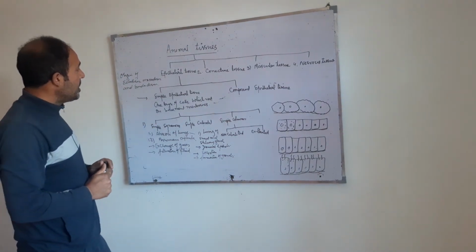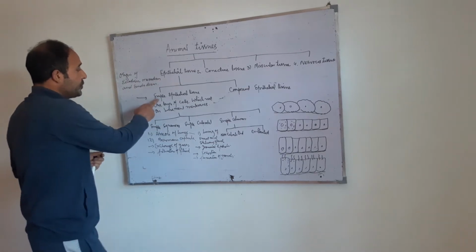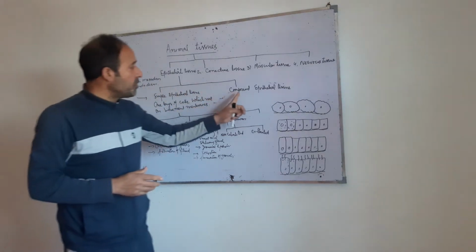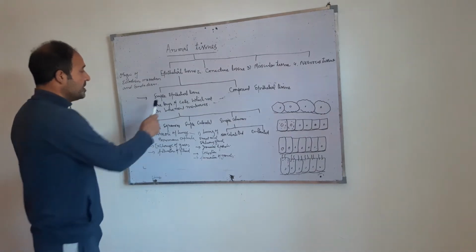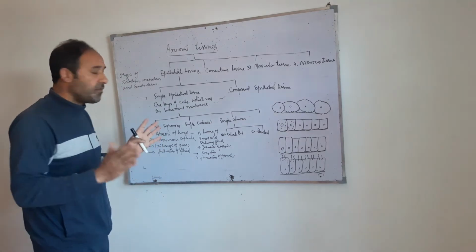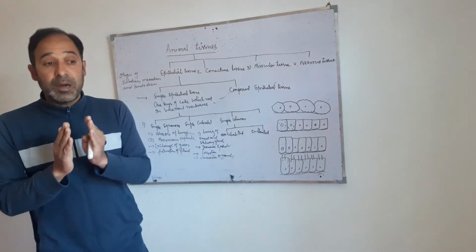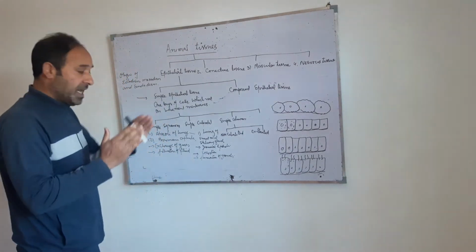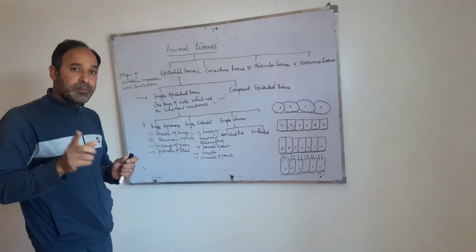So this epithelial tissue is further classified into simple epithelial tissue and compound epithelial tissue. Let's take simple epithelial tissue first. Simple epithelial tissue is only one layer thick. It is composed of only one compact layer of cells, and this cell layer rests on the underlying basement membrane.